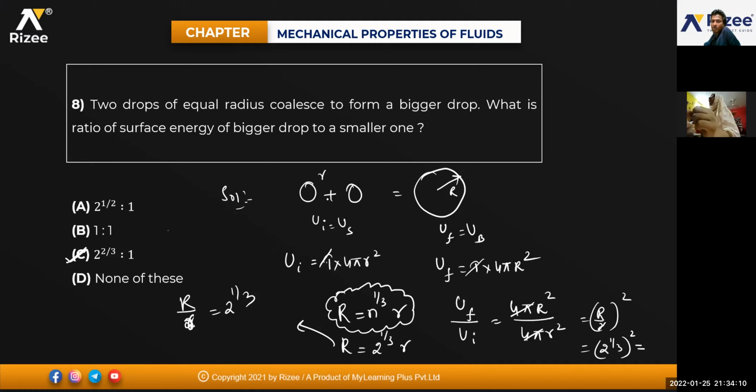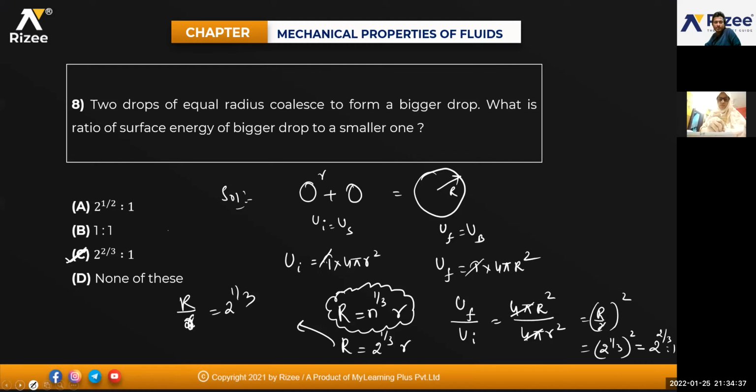How many droplets are there? 2 droplets. So in the place of n is 2: 2 to the power of 1 by 3 into small r. So U final by U initial, this value divided by this one. T and T anyhow will get cancelled. 4 pi into capital R square divided by 4 pi into small r square, 4 pi will get cancelled. So it is capital R divided by small r whole square, that is 2 to the power of 1 by 3 whole square. So that means this will become 2 to the power of 2 by 3 is to 1. So the third option will be the answer.